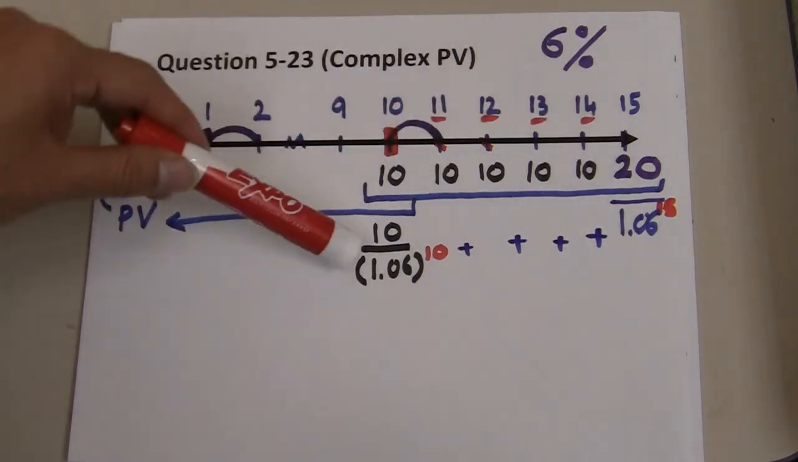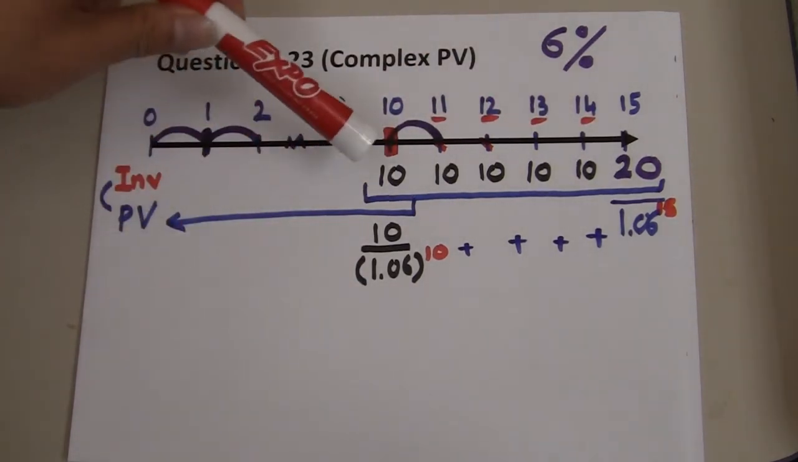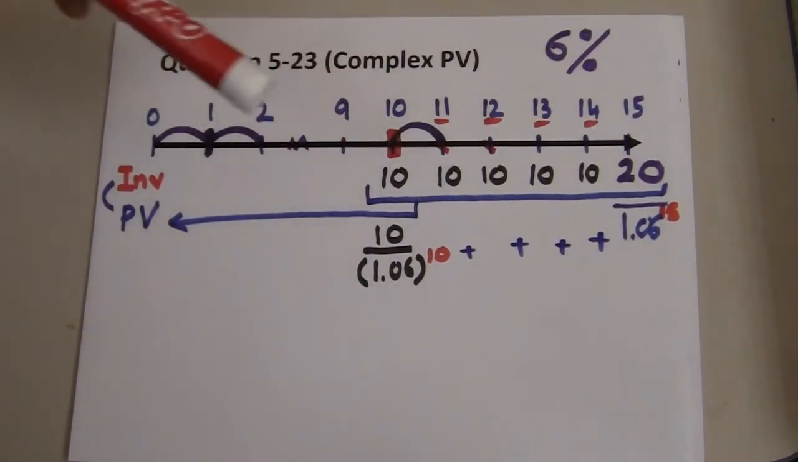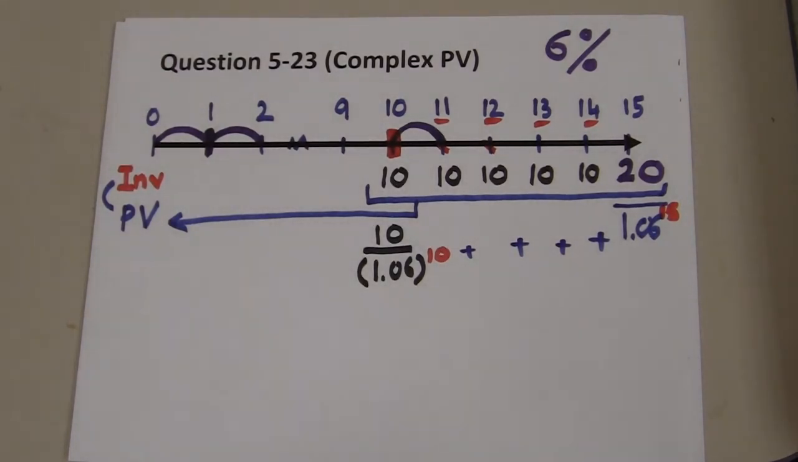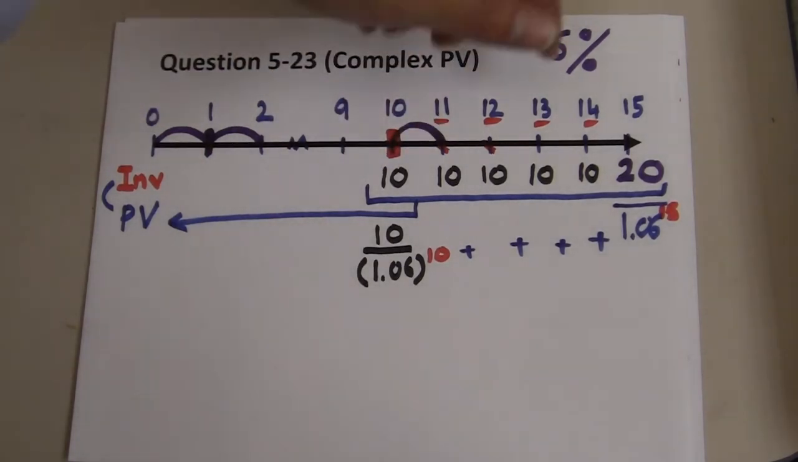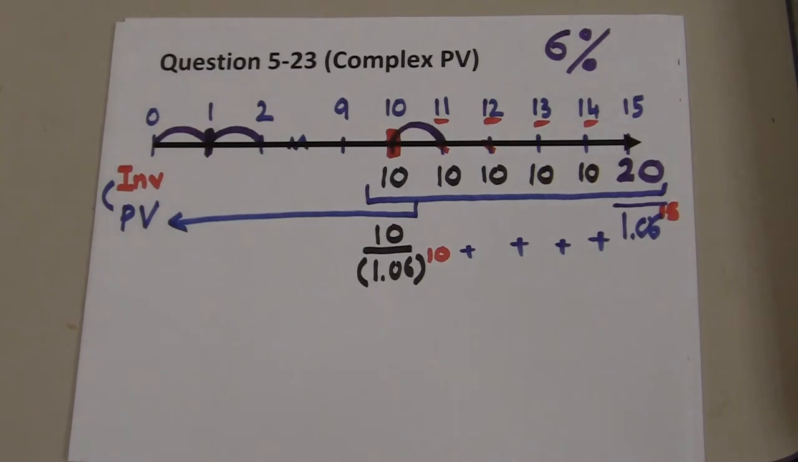So the sum is the present value of all future cash flows, and it is what you need to invest today. It requires some time to calculate, but the concept is very simple. Calculate present values, and then sum them up, okay?